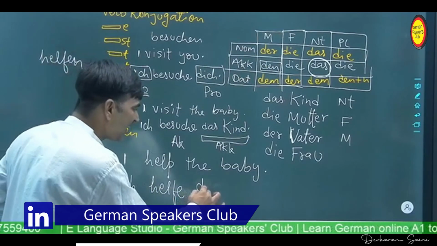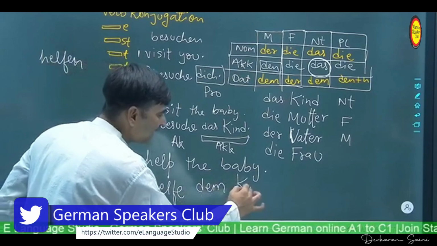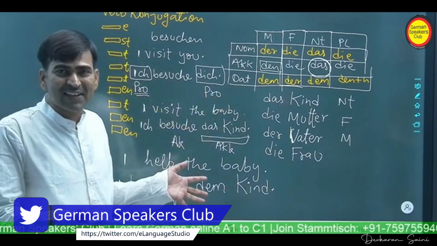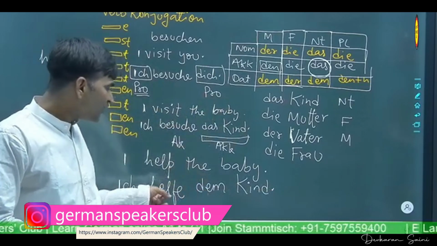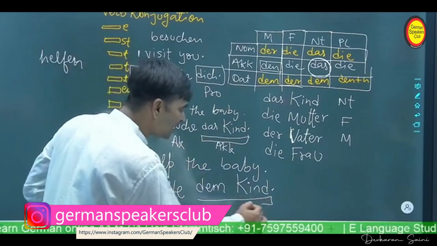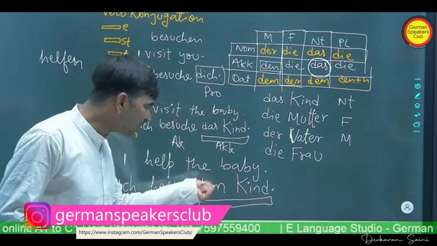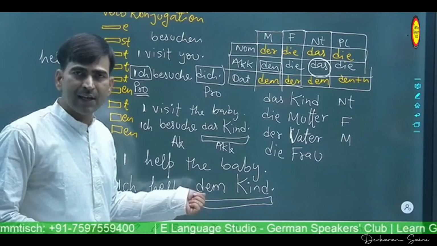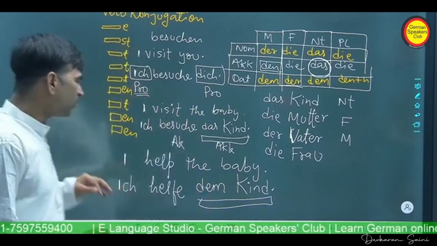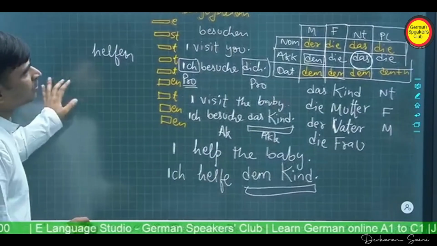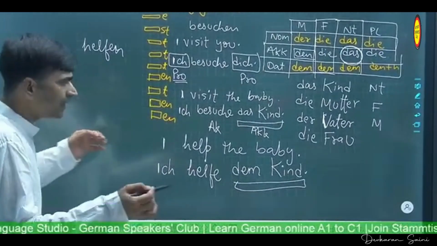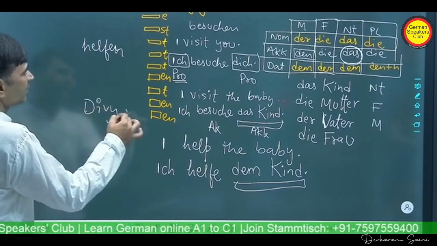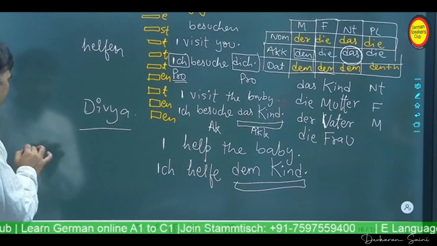Dem Kind, would I use das Kind or der Kind or what? The object has been made dative, so in the dative, will it be das Kind or dem Kind? The right answer is, for dative case, das in neutral becomes dem. So I would say Ich helfe dem Kind.